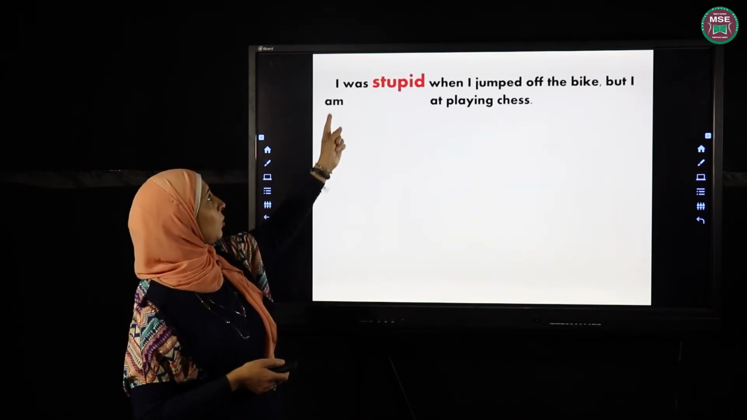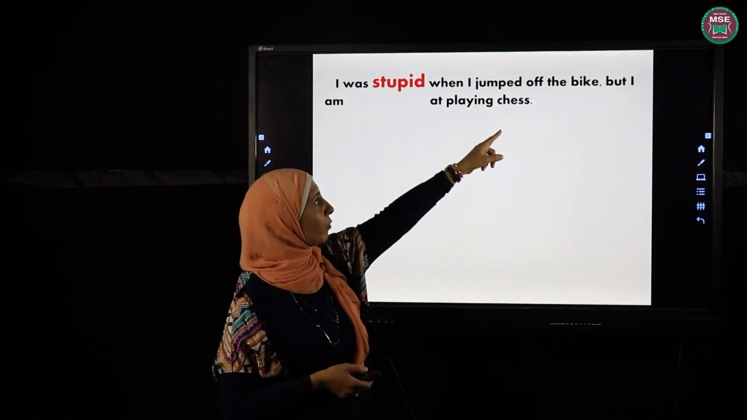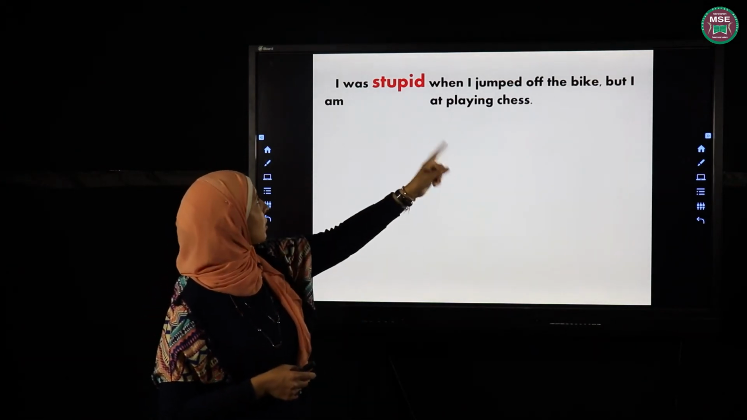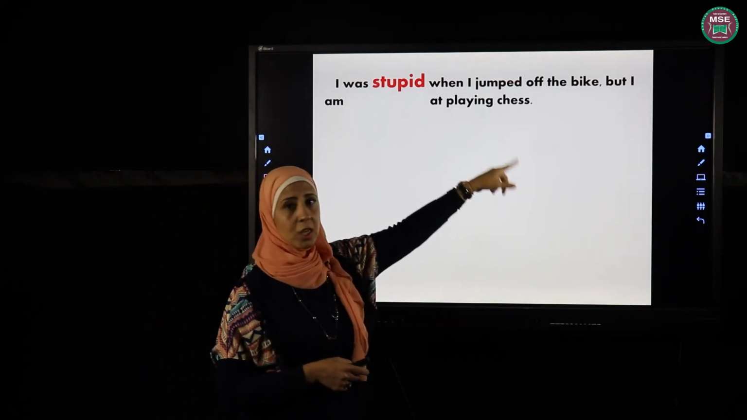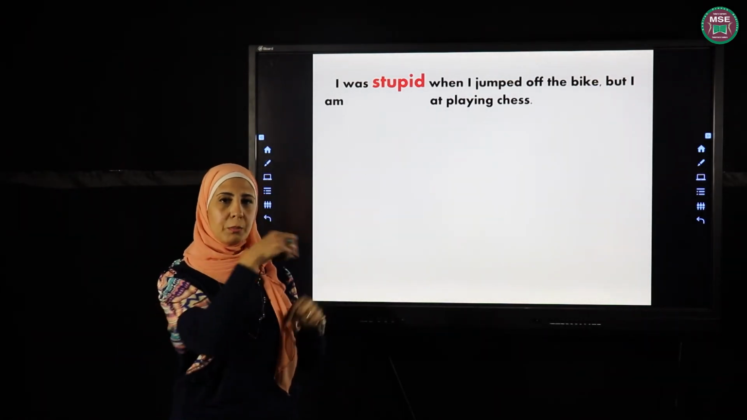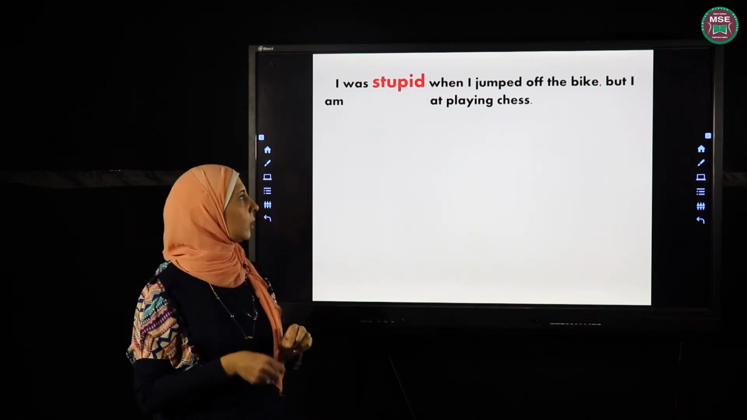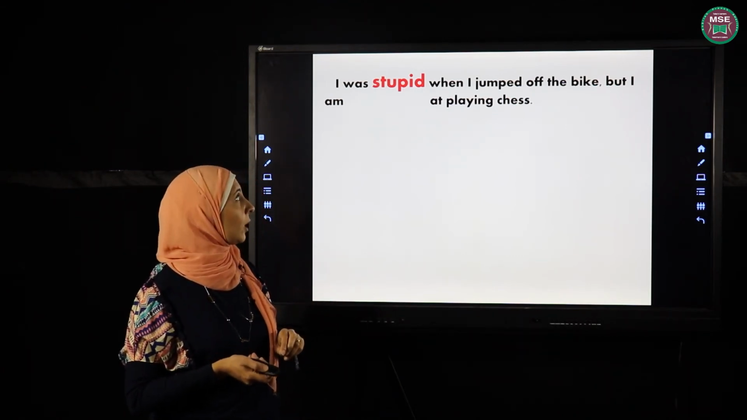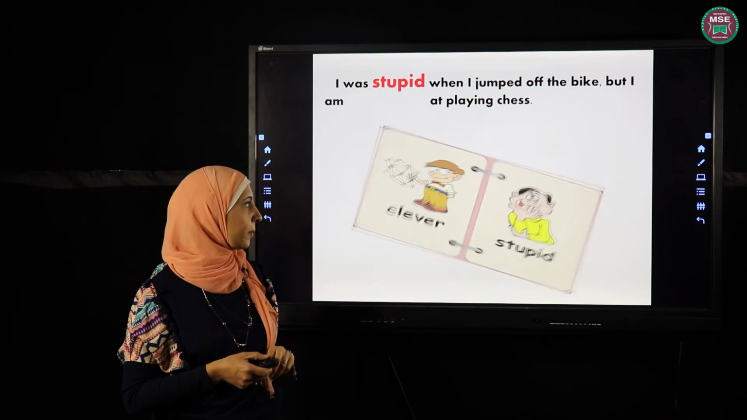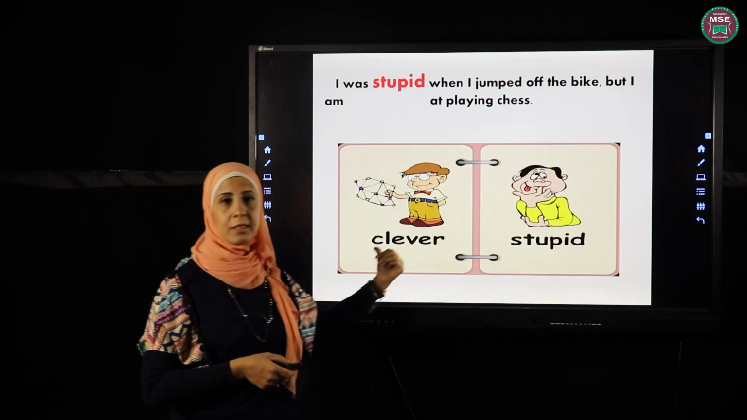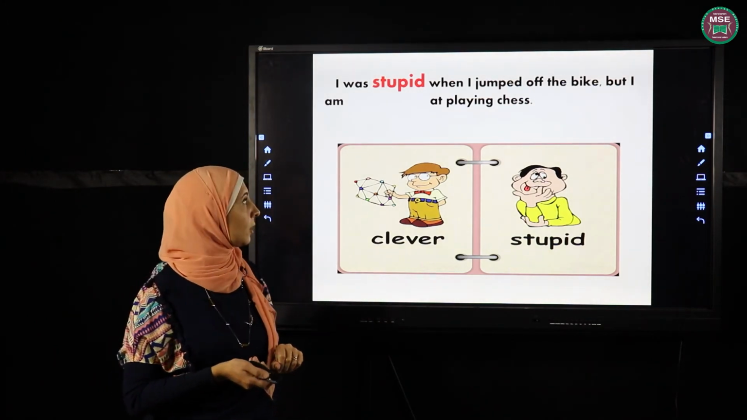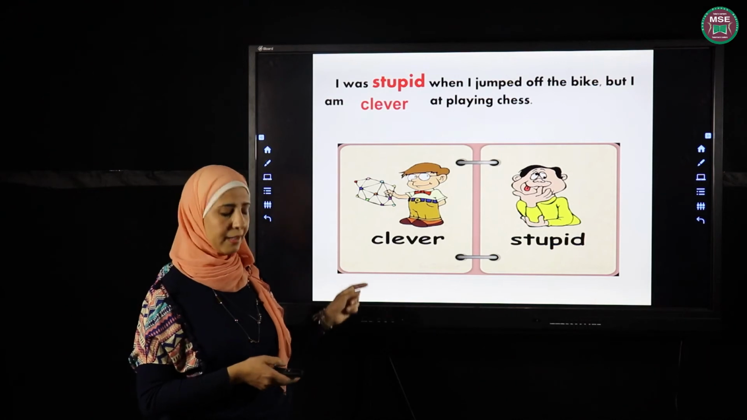Ready? I was stupid when I jumped off the bike. I made something wrong, stupid, I made a mistake. But I am... at playing chess. Do you know that chess? It's a board game where we can find wooden pieces, we can remove them. So it's a game, a board game. Okay, what is the opposite, or what is the antonym of stupid? Stupid. The picture may help. Stupid, clever. And sometimes we can say smart. Okay, the opposite of stupid, clever. Well done.